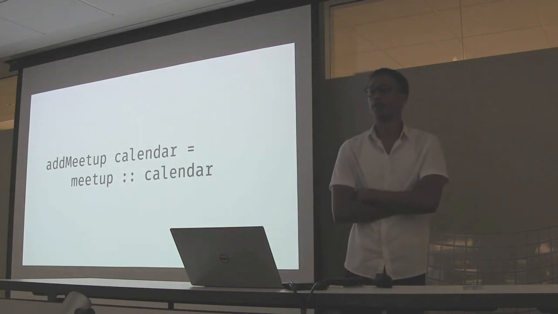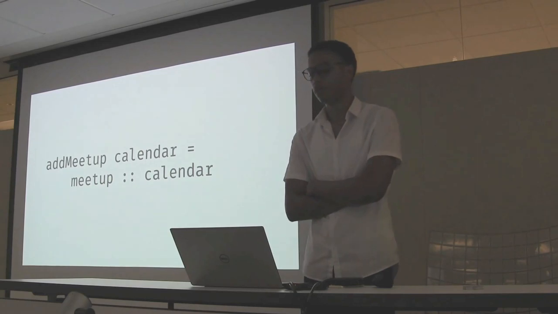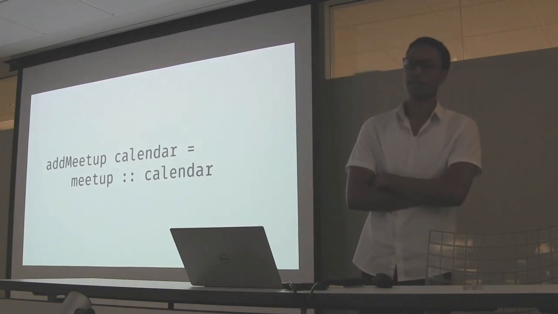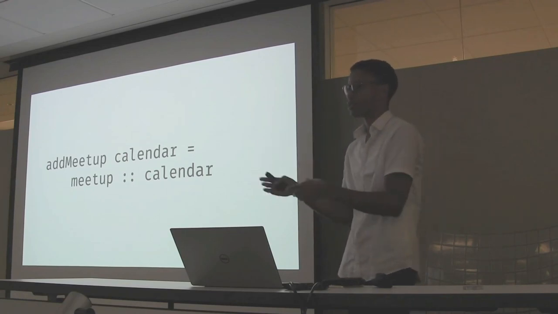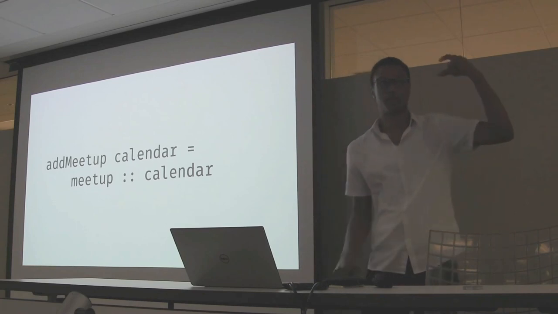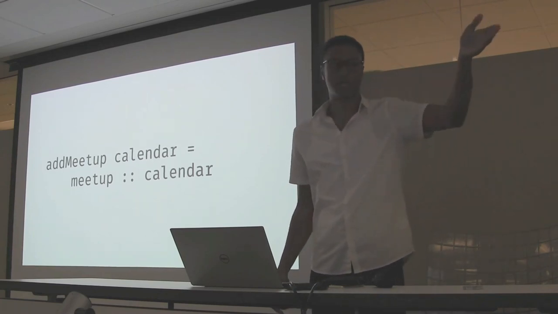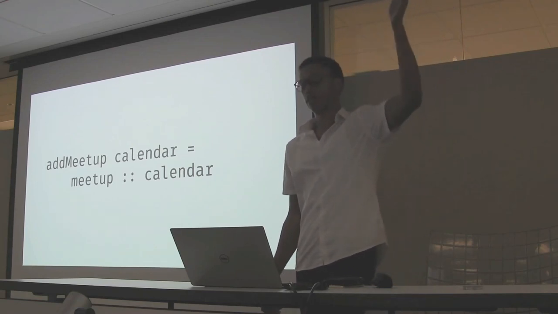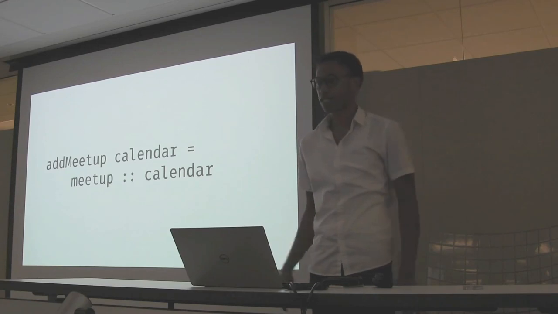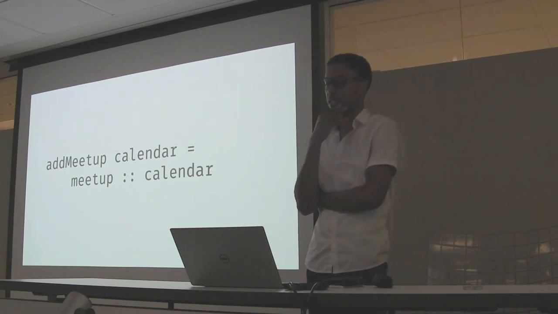And so what might be different about this than JavaScript is that all values in Elm are immutable, right? So we're actually returning a new list. Elm doesn't have a way for you to modify an existing list. Instead, your functions just return a new list. The calendar value that we pass in, that is a list, remains unchanged. We're just returning a list with the meetup that we just defined at the front of it. So that idea of immutability by default is really cool, I think.